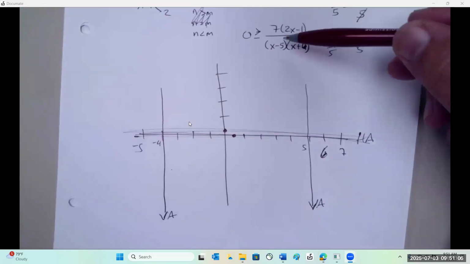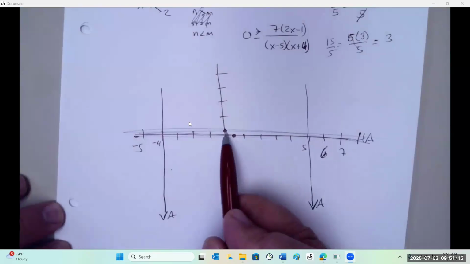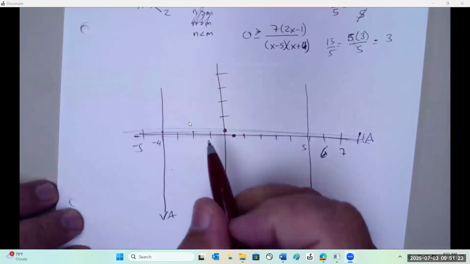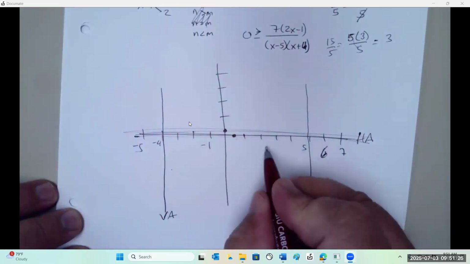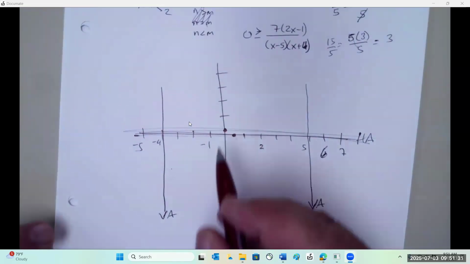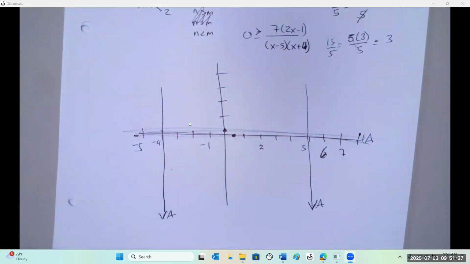Seven times (2x minus 1) over (x minus 5)(x plus 4). Well, in the middle, we know we have an x-intercept and a y-intercept, and it has to approach our asymptotes. So what happens at further points? Does it go back up? Does it cross and go down like this? What happens? Is it positive? Well, let's just see.